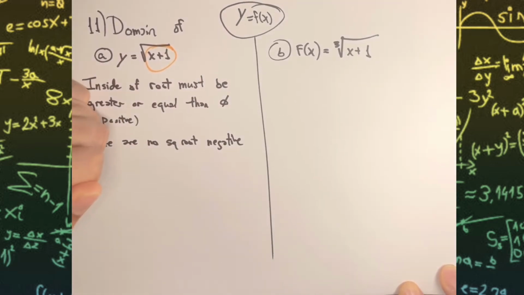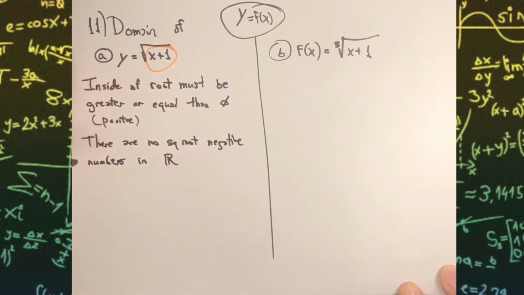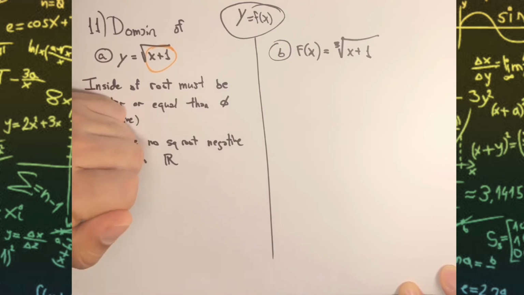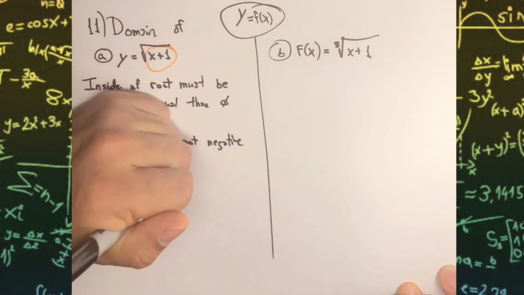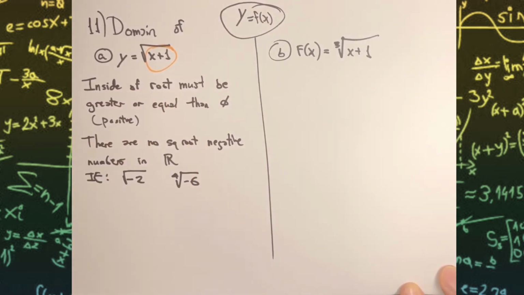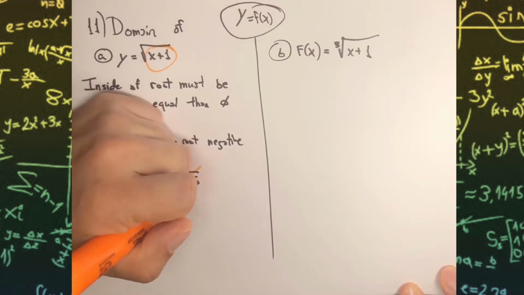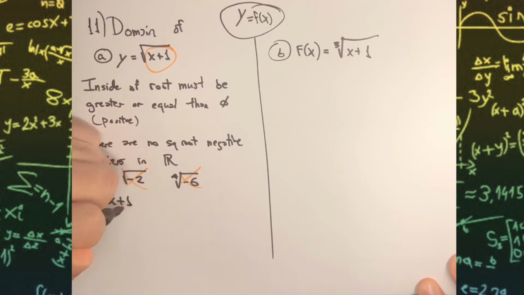Why? Because there are no square roots of negative numbers in the real numbers. For example, square root of -2 doesn't exist in the real numbers. Square root of -3 doesn't exist. Fourth root of -6 doesn't exist. In general, the even root of a negative number doesn't exist in the real numbers. So that's where our restriction is.